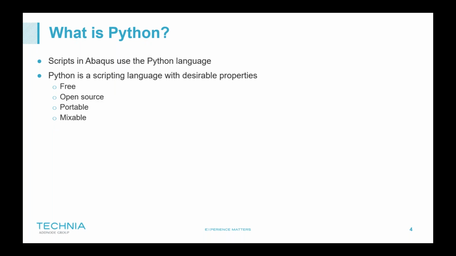And scripts in Abaqus use the Python language. It's a high-level scripting language, as opposed to what you could call a low-level programming language. And it has some desirable properties for this purpose. It's free and open source, and it's portable, meaning that it runs on all major platforms. And it's mixable, meaning that we can mix it with other languages whenever we need, in case those might perform a specific task better than Python.